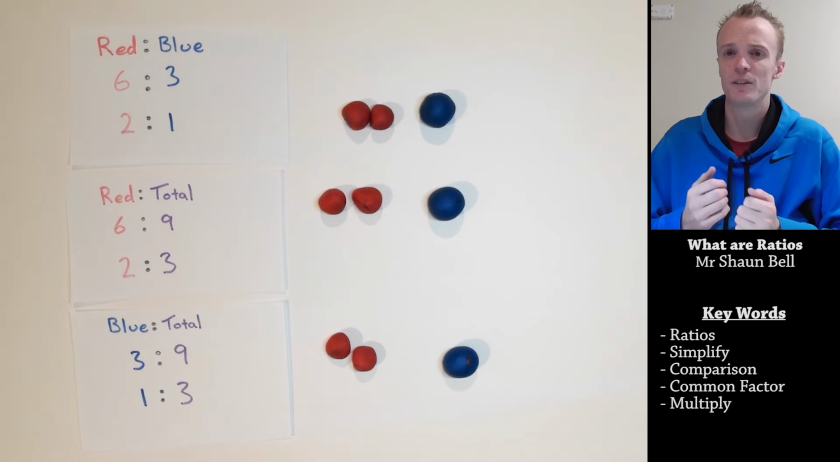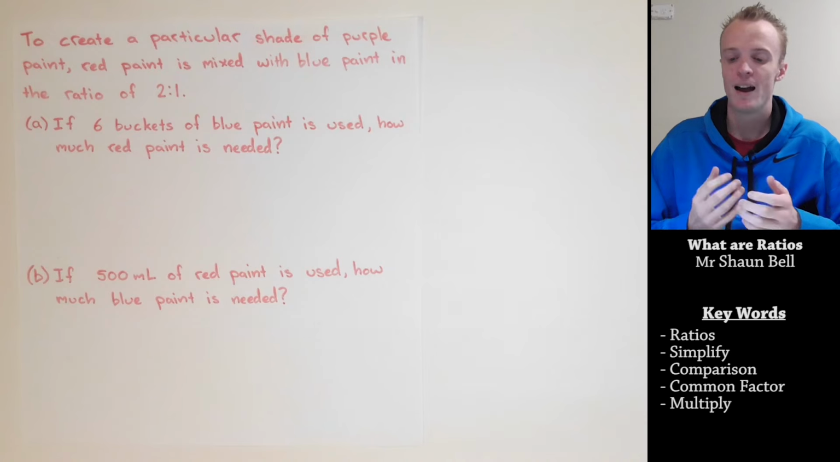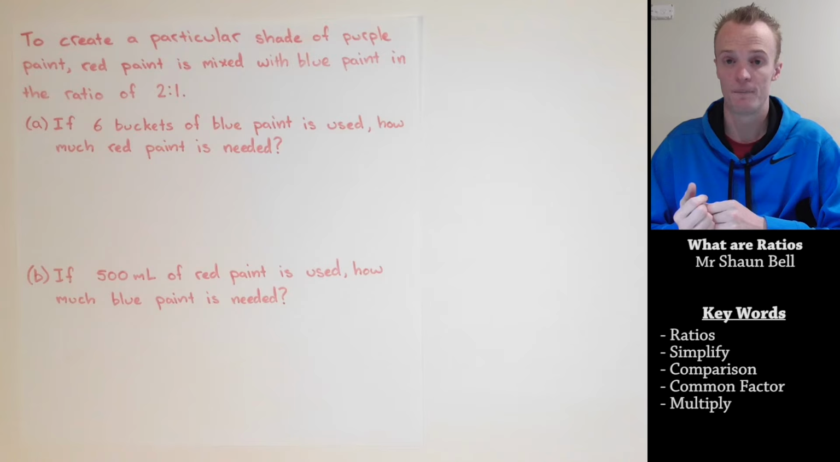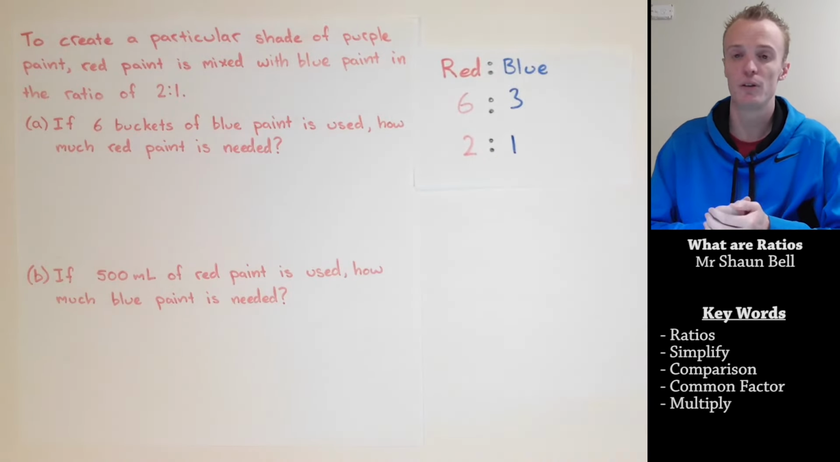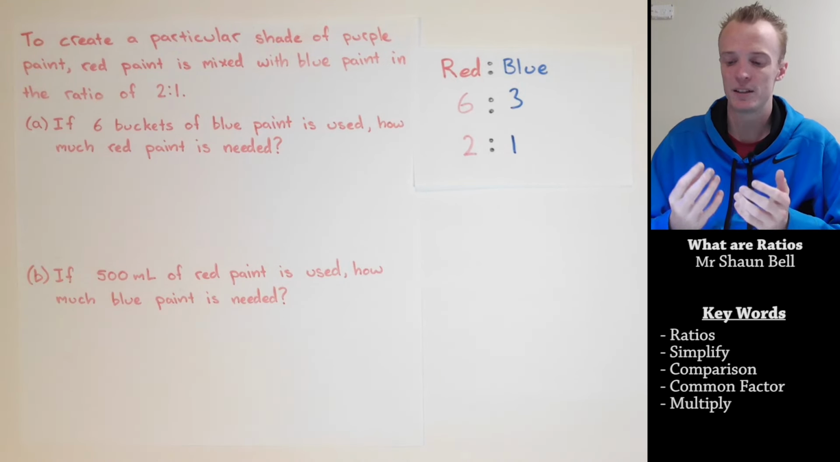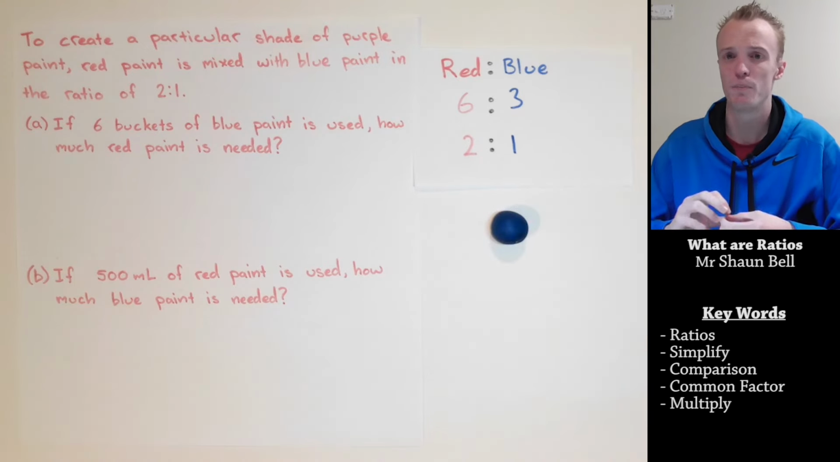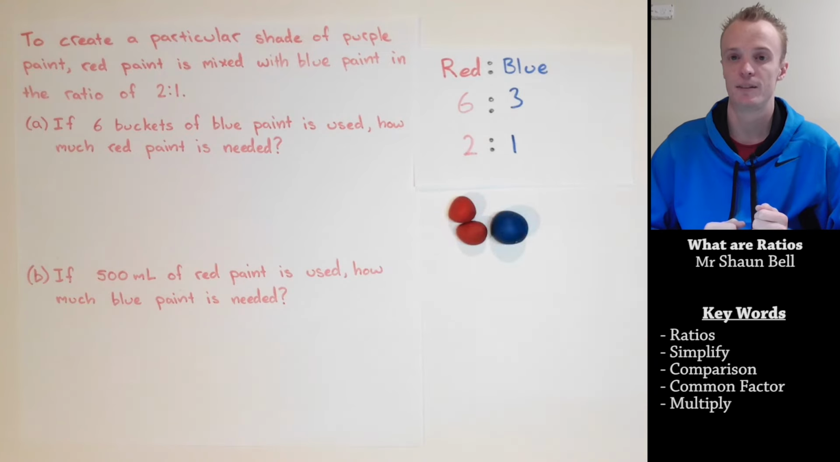But why might we want to do this? Well, let's investigate. What if we were mixing paints to create a particular shade of purple that we needed? And the ratio between the red paint that we're mixing with the blue paint is 2 to 1. This ratio is like the ratio that we had earlier, where our red to blue is 2 to 1. What I'm wanting to know is, if I started with 6 buckets of blue paint, how much red paint would be needed? So in essence, if this represented a bucket of blue paint, how much of this red paint would I need if I had 6 of these?